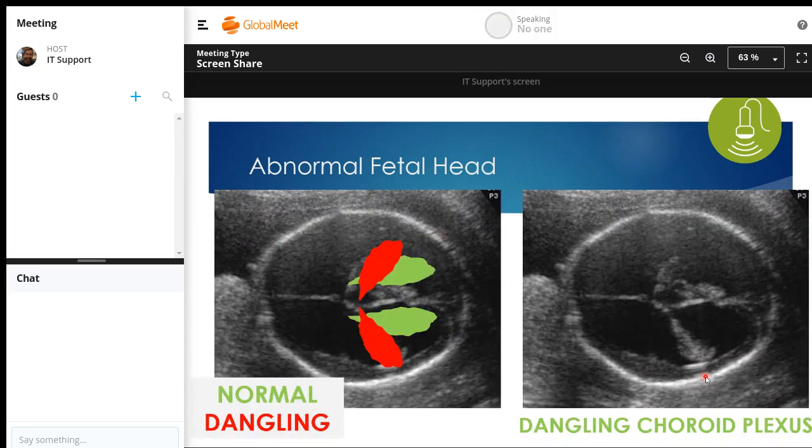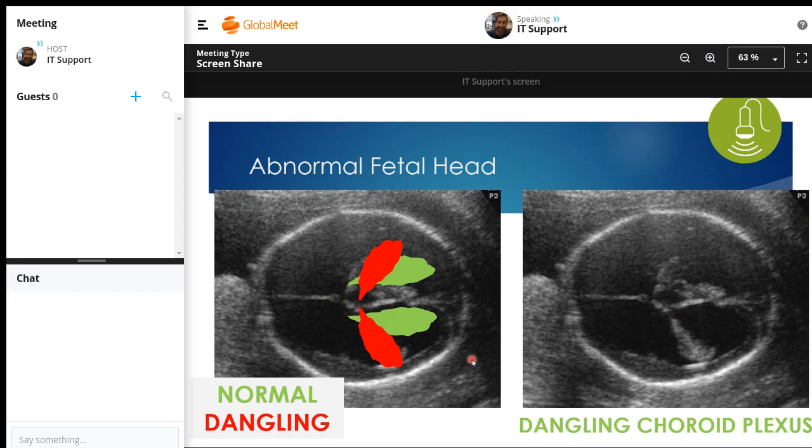So we have our dangling choroid plexus. So normal, we usually have the choroid plexus within the lateral ventricles kind of parallel with the midline falx. And when they start to dangle and there's increased fluid in the lateral ventricle, they're now starting to be perpendicular to the midline falx. You can see how this is definitely not parallel with the falx. It's starting to become more perpendicular. So that is a dangling choroid plexus.